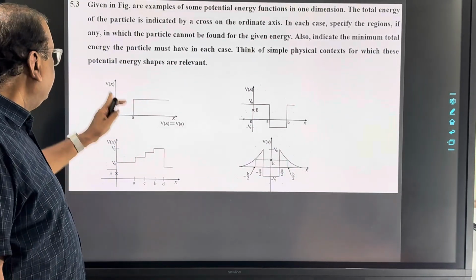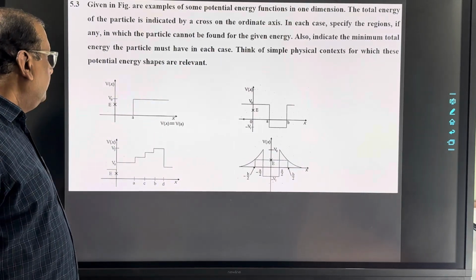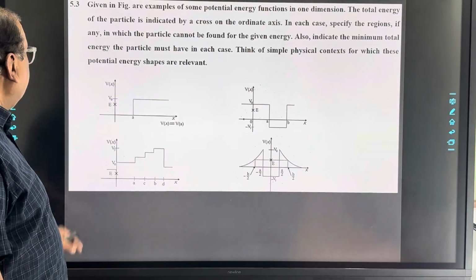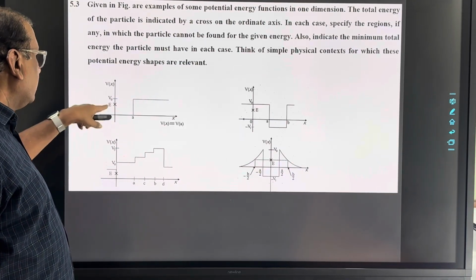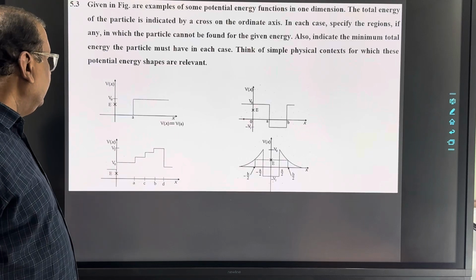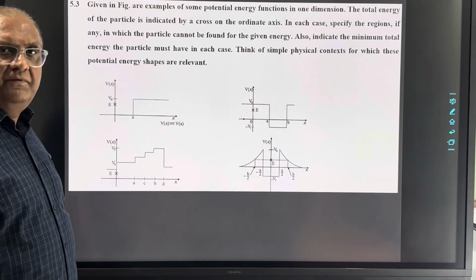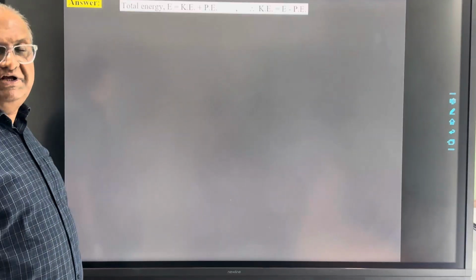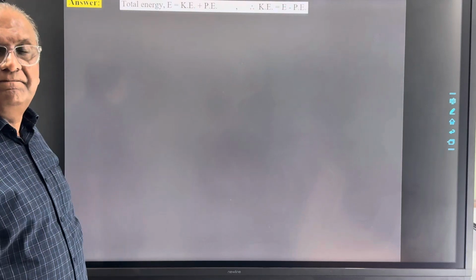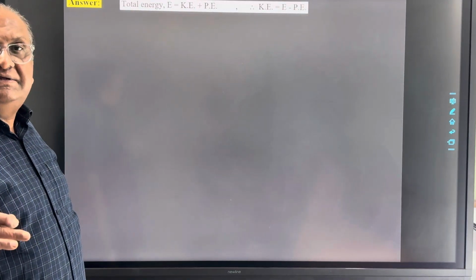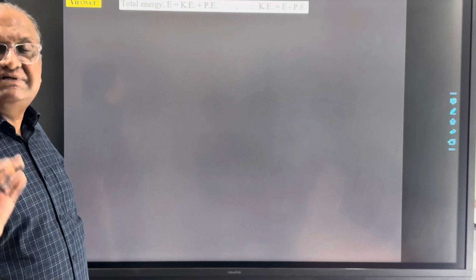Okay. So here potential energy versus position graphs are given to you, and on the graph the value of total energy is given by a cross and the potential energy is given by V0. Now see here, we know this thing: total energy is kinetic energy plus potential energy. So kinetic energy is E minus potential energy. Now kinetic energy is always positive.